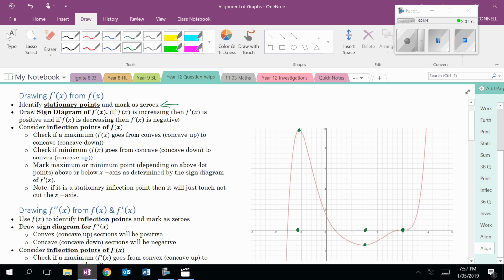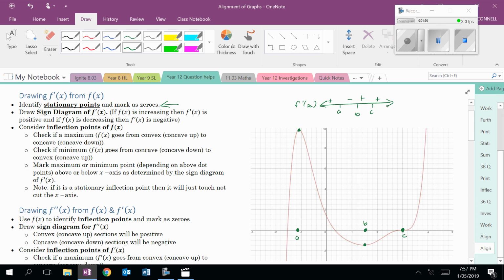Then I want to draw a sign diagram of f dash of x. Well, as I've got there in the process, if f of x is increasing, then f dash is positive. And if it's decreasing, then it's negative. So in this case, to the left of a, f of x is increasing. Between a and b, it's decreasing. Between b and c, it's increasing. And then from c onwards, it's also increasing as well. And so we get this sign diagram, which is going to be very useful for us.